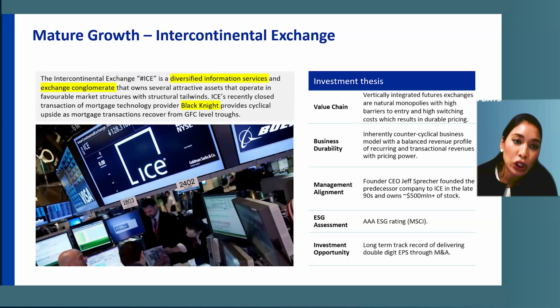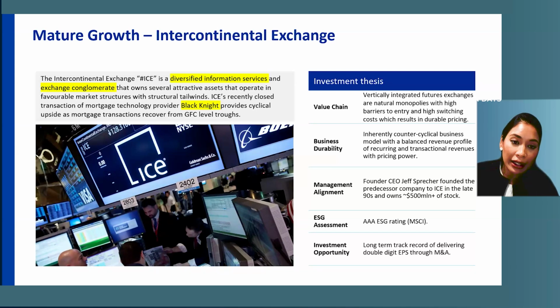Now we're going to talk about mature growth. Intercontinental Exchange is a company at less than 2% of our True Conviction Fund. You probably haven't heard about it. I don't blame you. But they own a lot of infrastructure in the financial institutions. As an example, they own the New York Stock Exchange, the New York Board of Trade. They're a core holding in IA's Global Dividend, as well as global financial transactions.